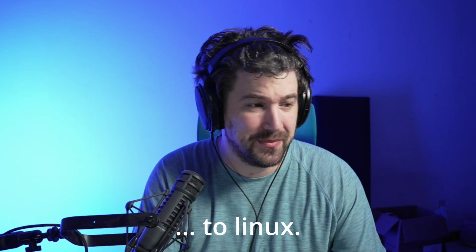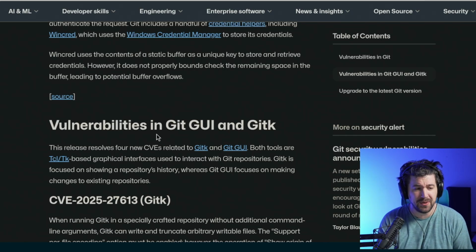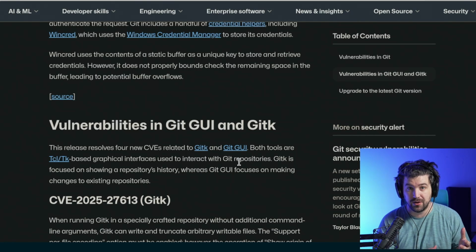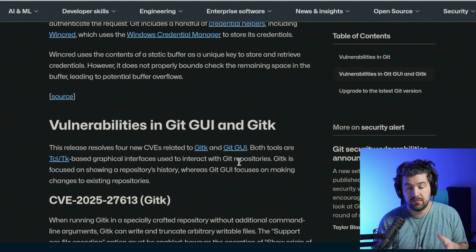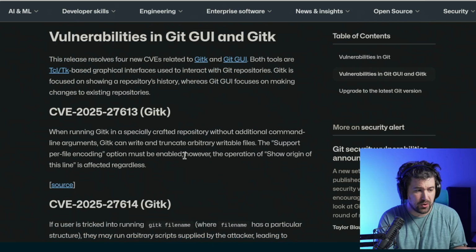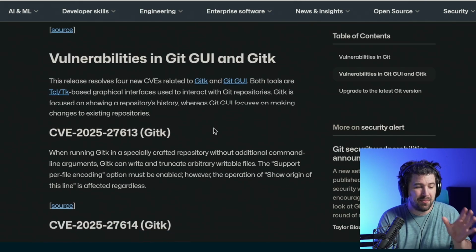Let's jump back into the vulnerabilities that we have at hand. If you're on Windows, definitely update. Vulnerabilities in the Git GUI and the Gitk. I don't know what Gitk is. I do know what the Git GUI is. Both of these, I believe, are UIs to Git, and they had some vulnerabilities themselves. So, you can go check these out. I'm gonna go ahead and post these here, but you can check them out.